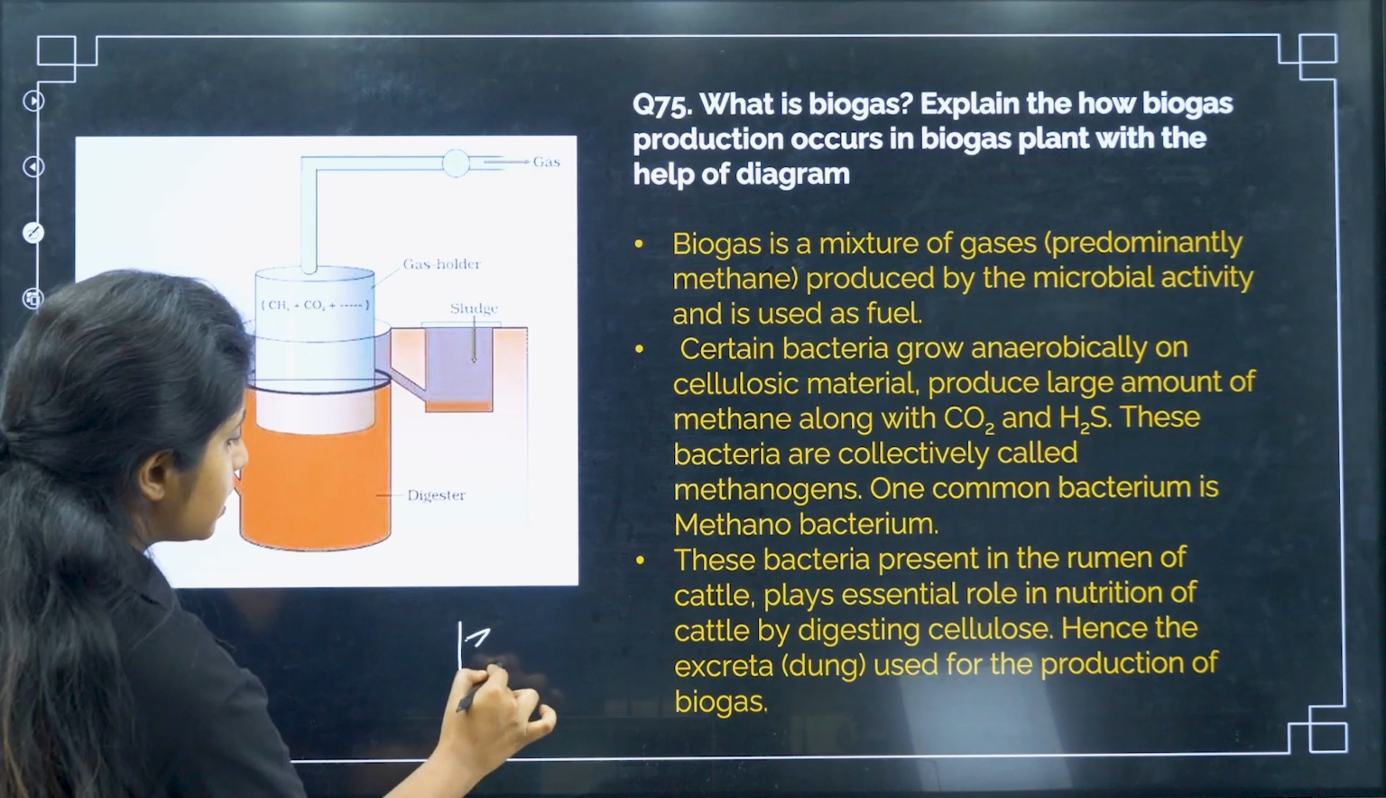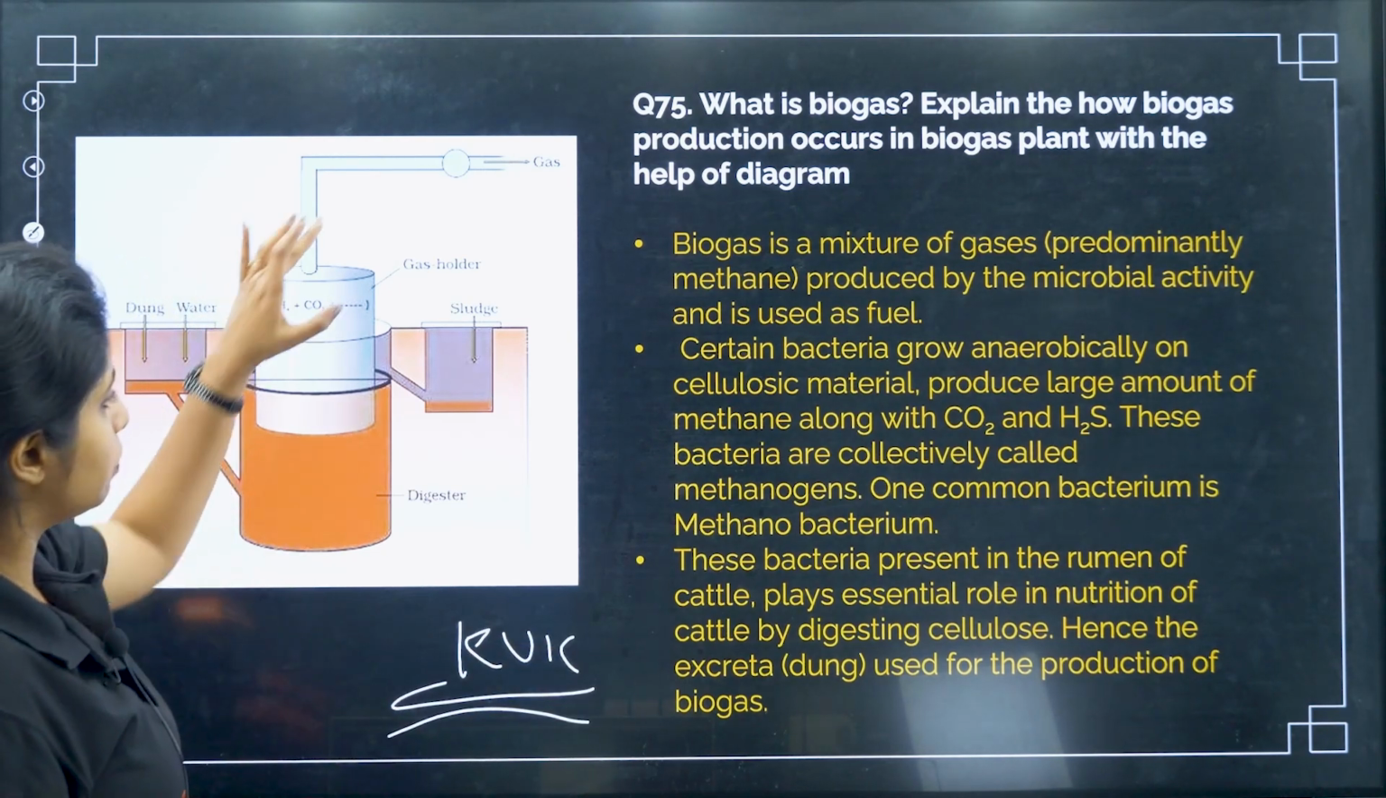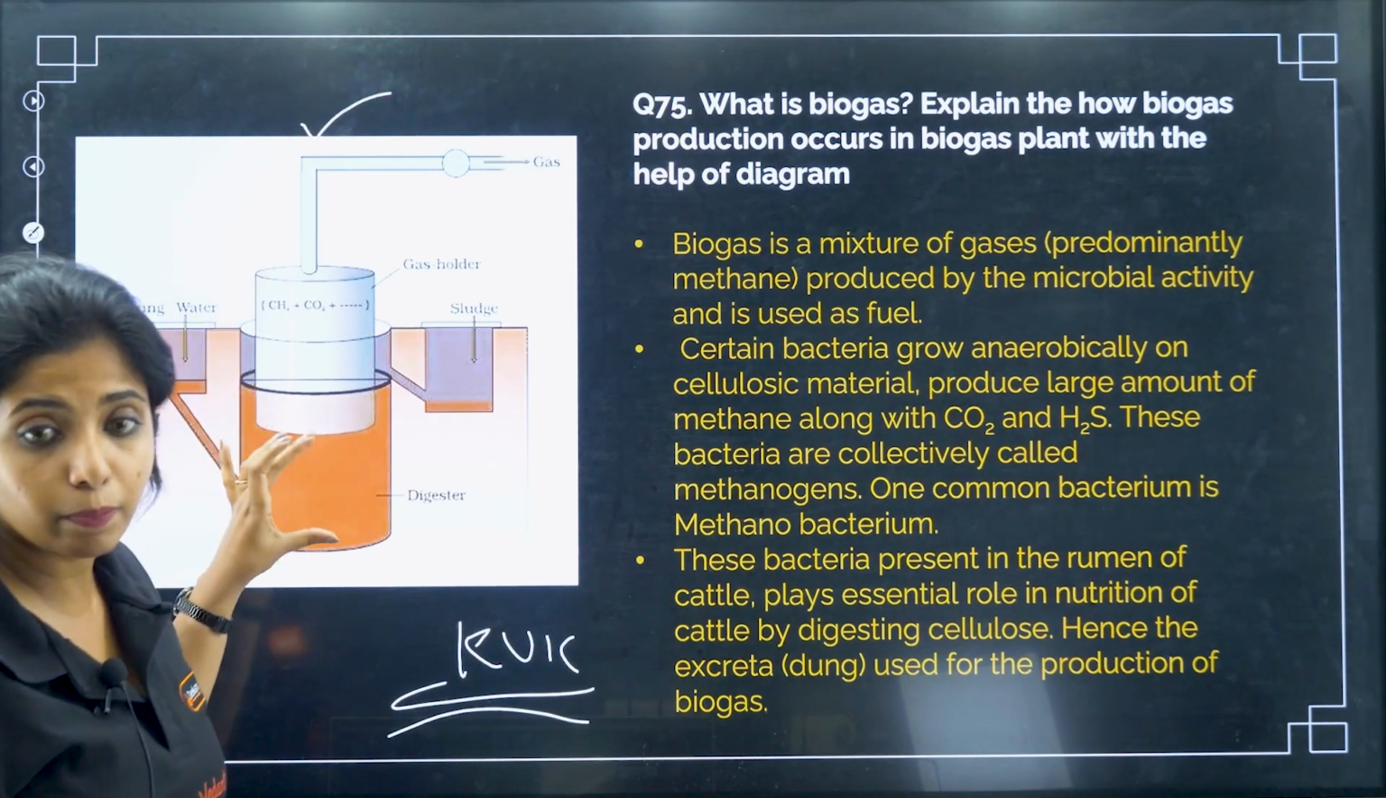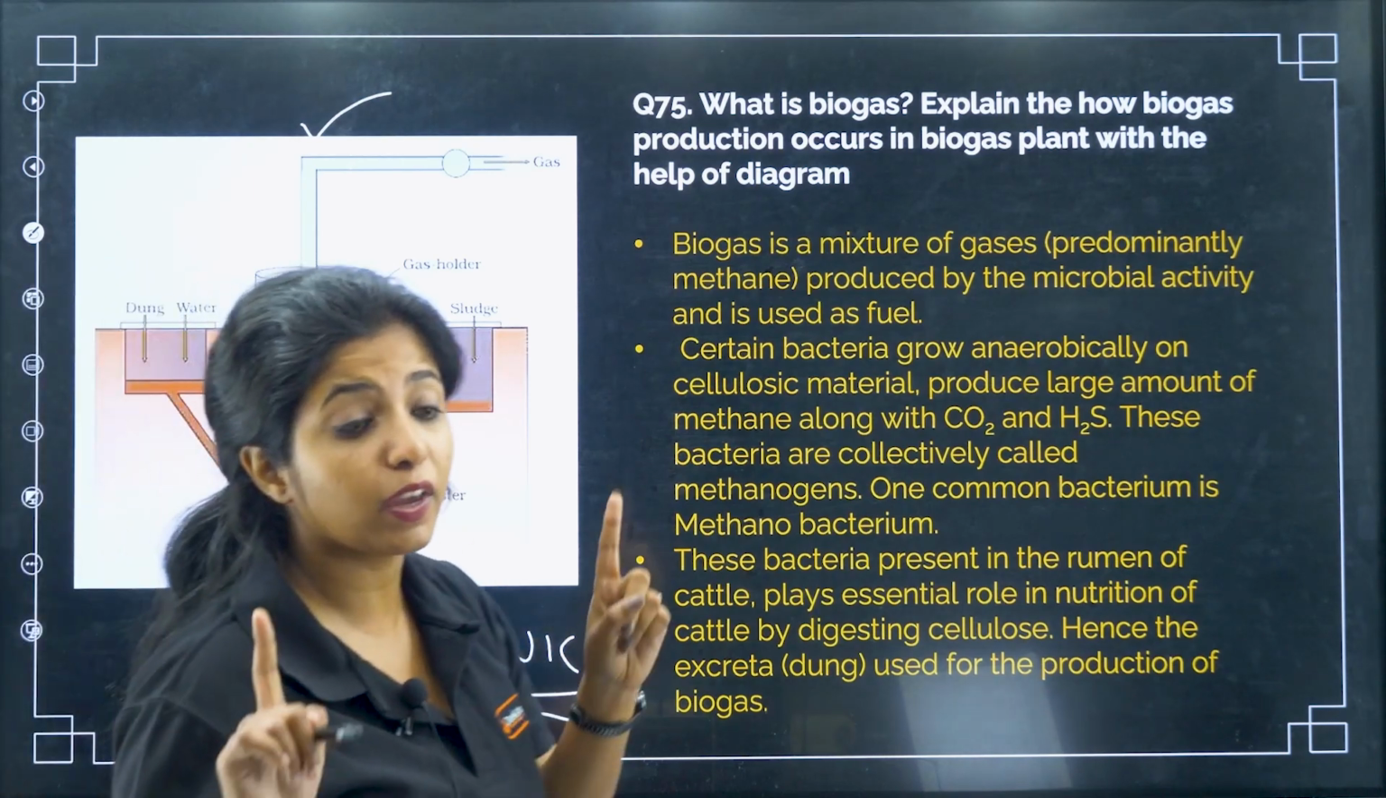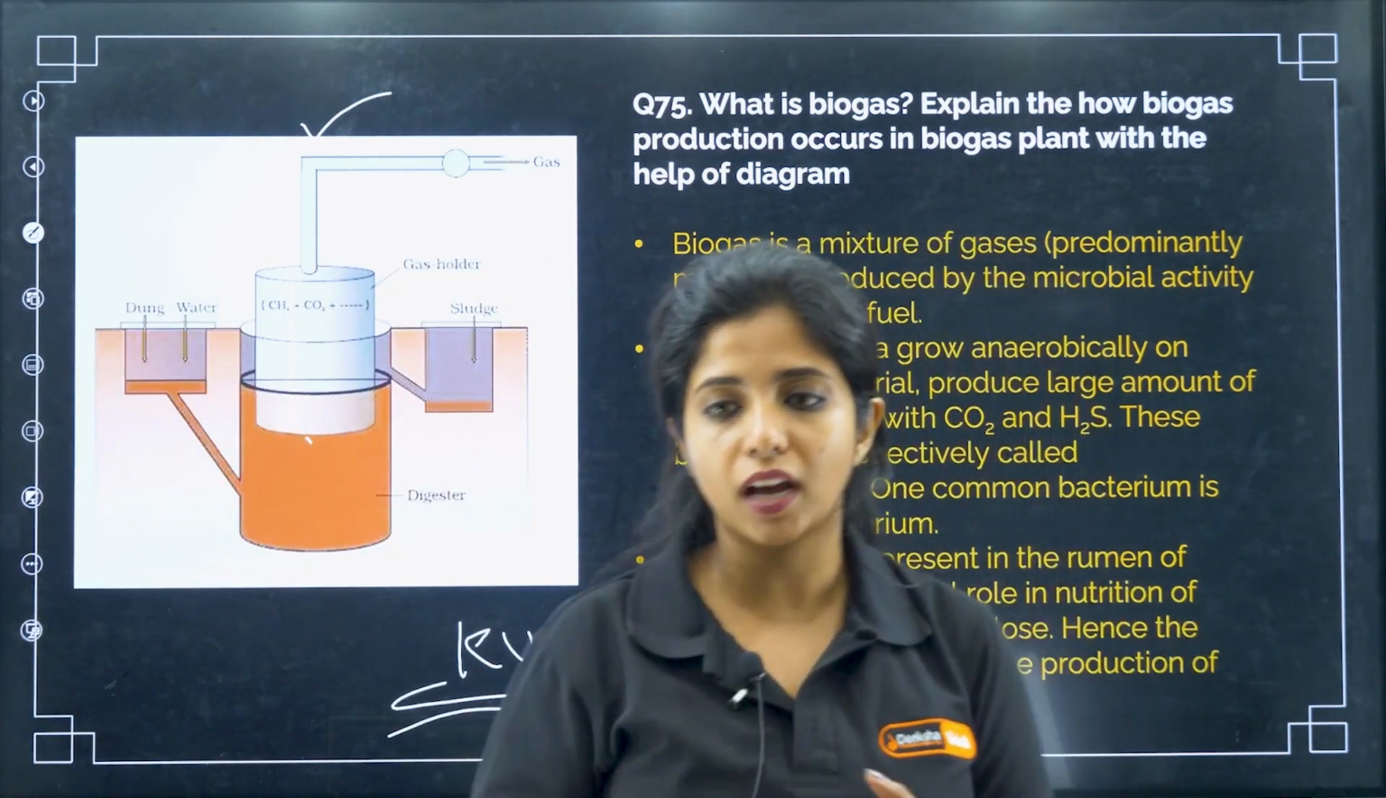Who put down this KVIC and things like that? Okay, very important. This diagram is also important. Over here, anaerobic bacteria are used always to produce biogas. Biogas is not just methane, it is also H2S and carbon dioxide.